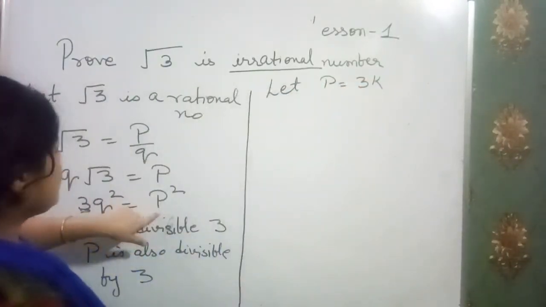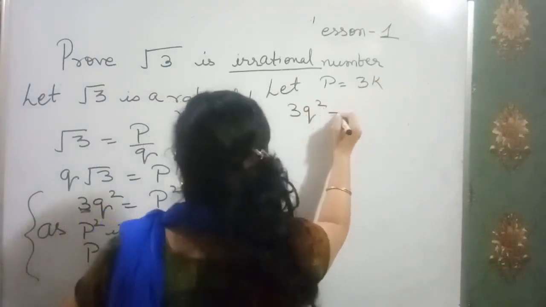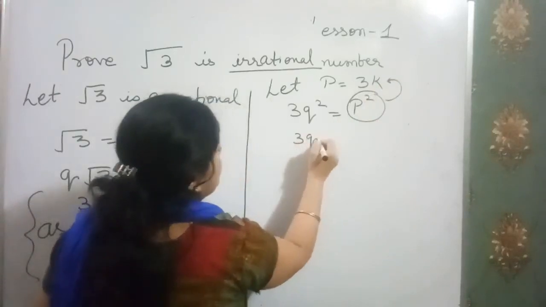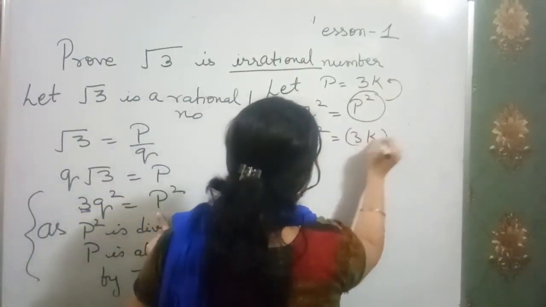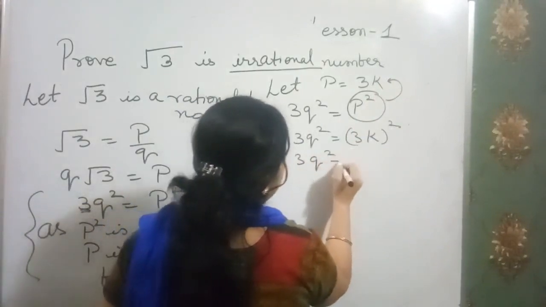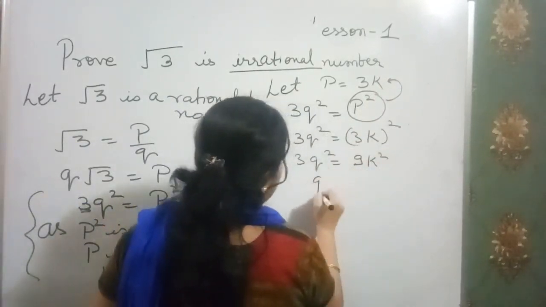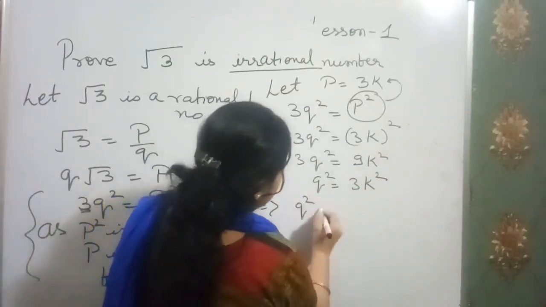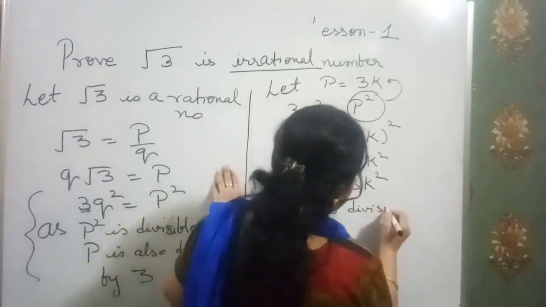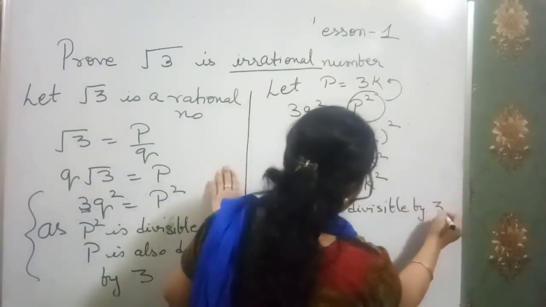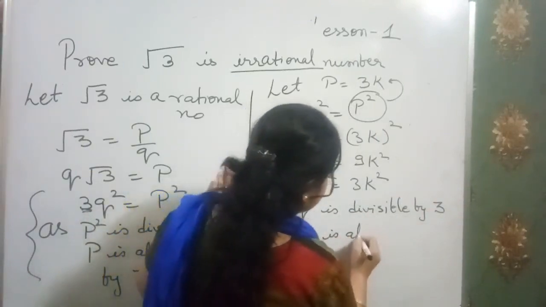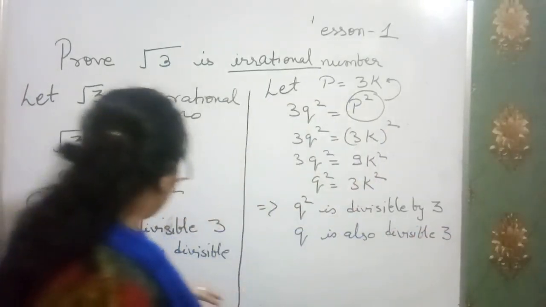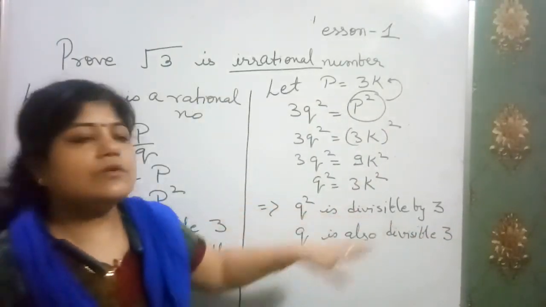Okay. So we put this in our equation 3q square is equal to p square. In place of p square, I put 3k whole square. Now here we have 3q square is equal to 9k square. Now q square is equal to 3k square. So from here, q square is divisible by 3, so q is also divisible by 3. In this way, p is divisible by 3 and q is also divisible by 3.